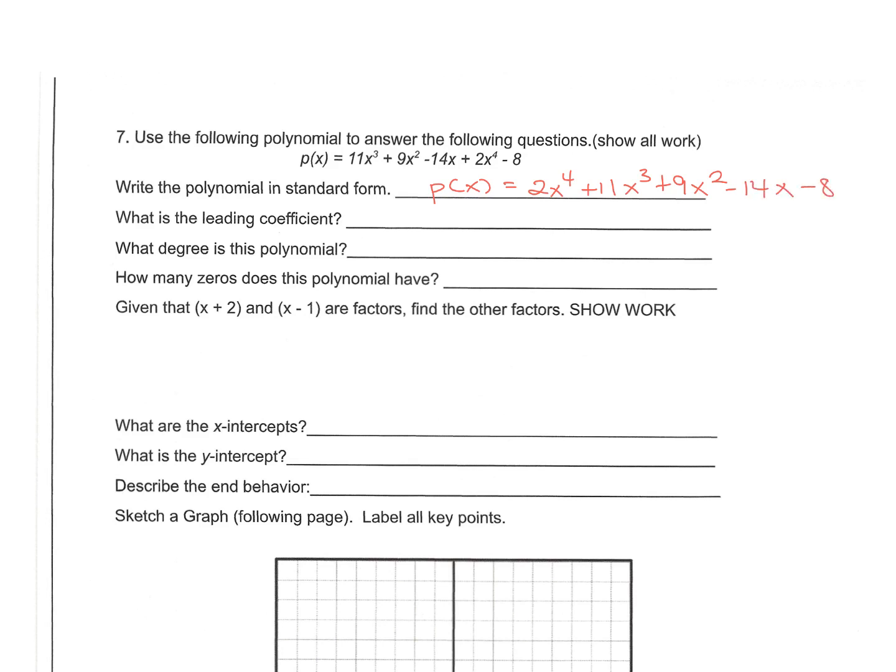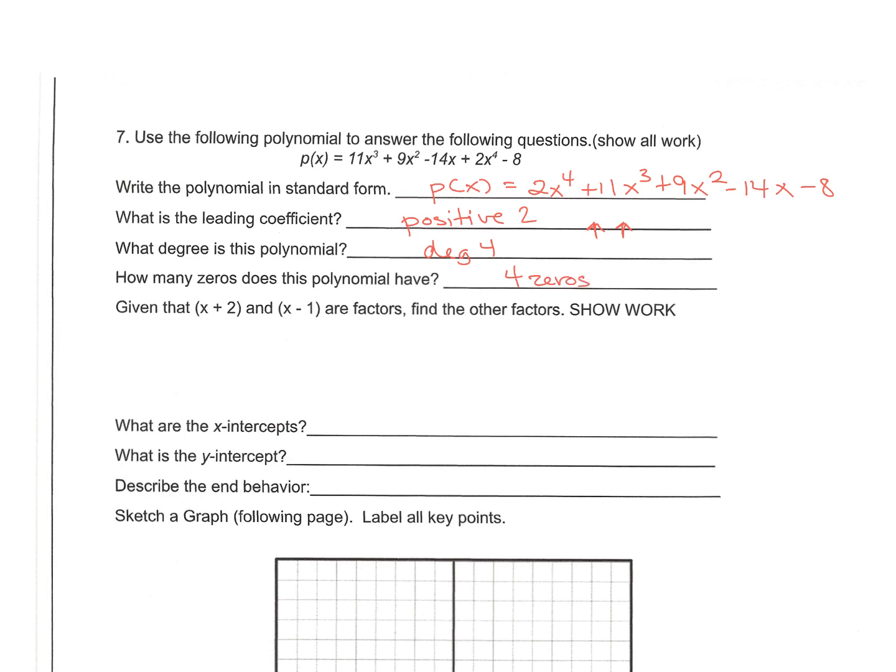So now my leading coefficient is a positive 2. My degree is 4. I know my end behavior is going to be up because of that, when I get to that. How many zeros does it have? Well, it's going to have 4 zeros because it's degree 4.